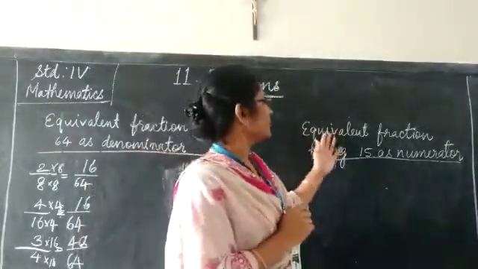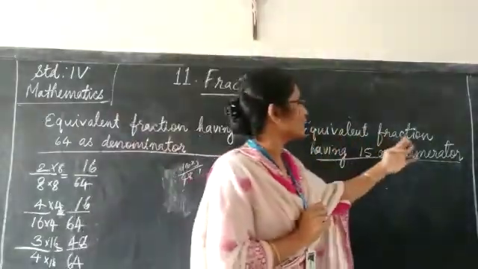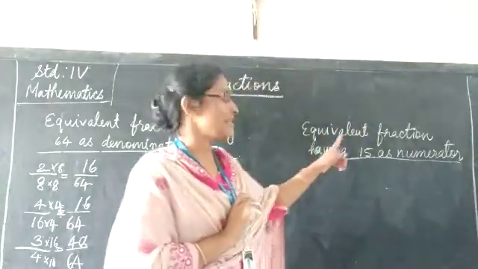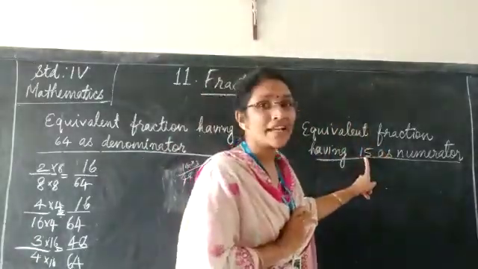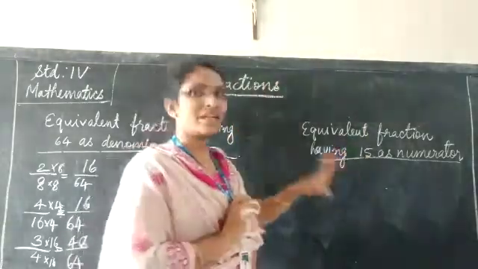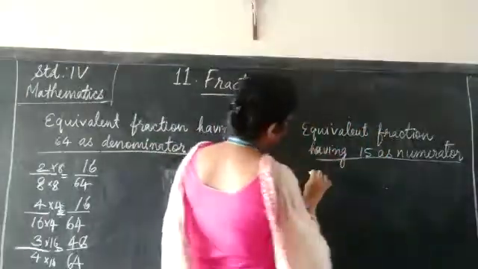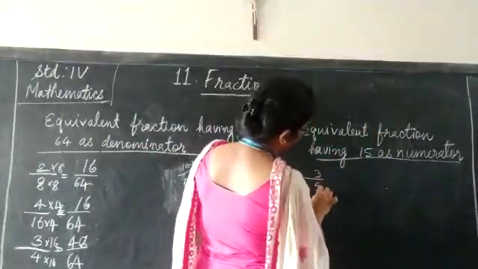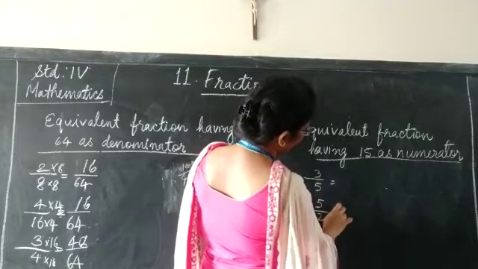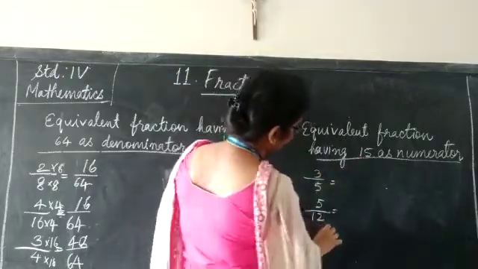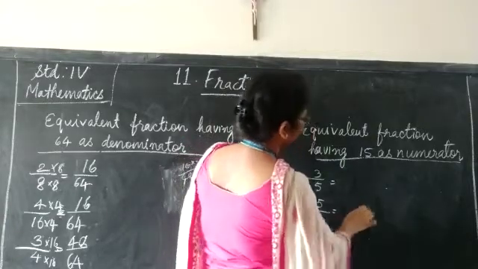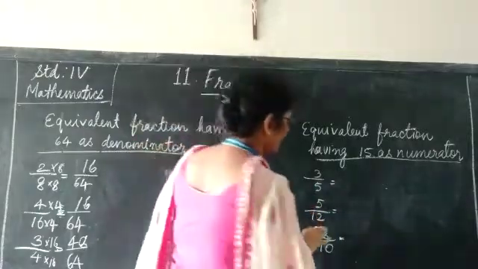Now, here we can see: find equivalent fractions for the following having 15 as numerator. 15 as numerator. Then where do we have to write it? We have to write 15 in the place of the numerator. Numerator means above the line. Okay. We can see 3 by 5, 5 by 12, and 1 by 10.